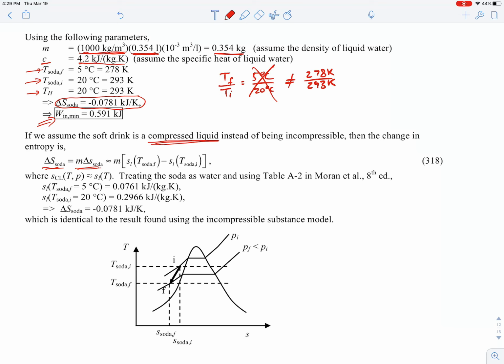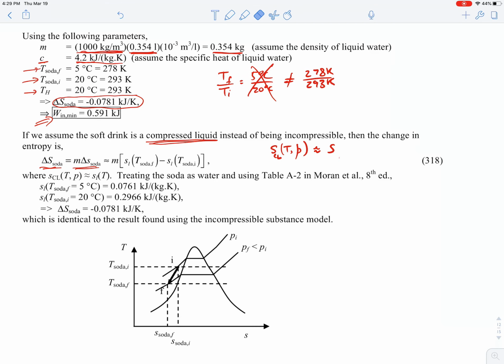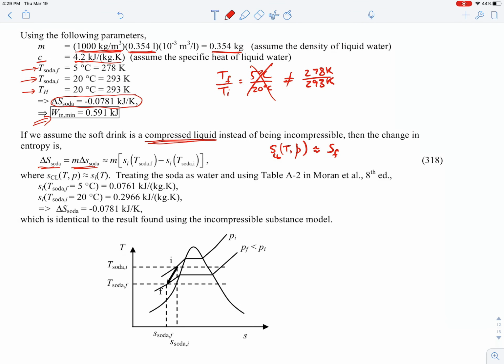The specific entropy of the soda, for a compressed liquid, recall that the entropy at some temperature and pressure for a compressed liquid is about equal to the entropy of the saturated liquid value at the same temperature. I apologize, here I'm using a subscript L in the solution, but it's the same as the subscript F. It just means the saturated liquid. So that's what's being done here. That's why there's an approximate sign, because the specific entropy for a compressed liquid is about the same as the specific entropy for the saturated liquid.